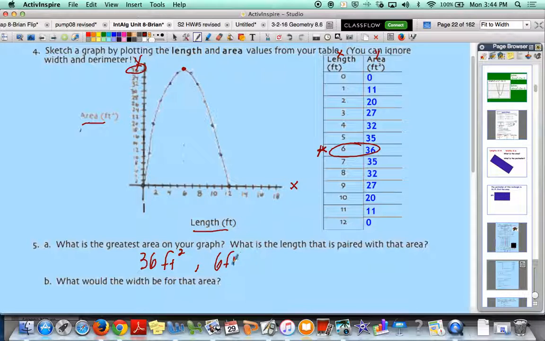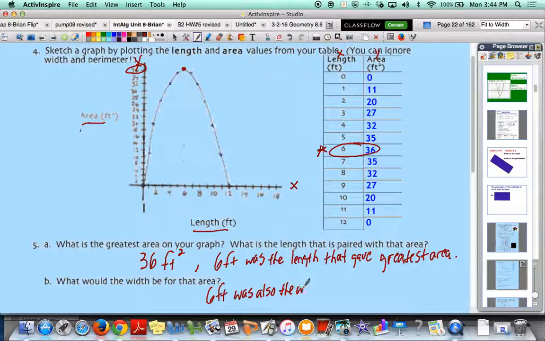So 6 feet was the length that gave the greatest area. What would the width be for that area? We talked about that on the front side as well. 6 feet was also the width, because 6 by 6 got us the 36 square feet for that area.